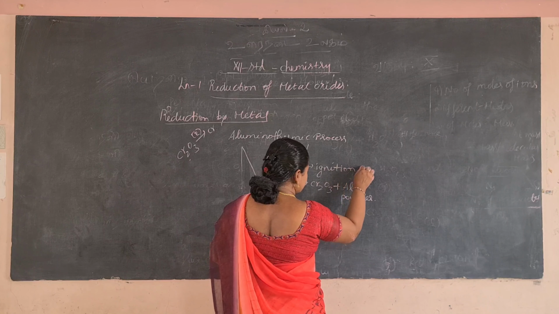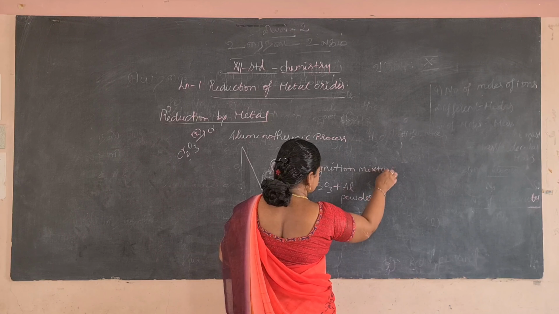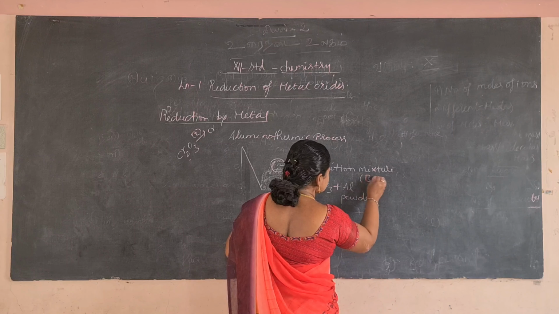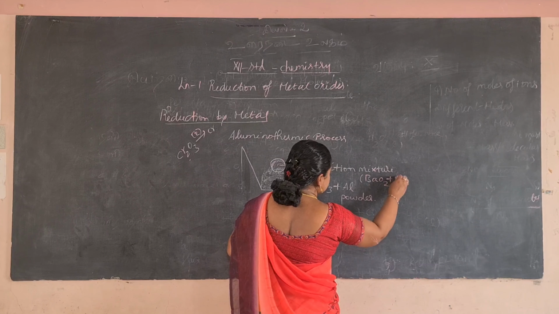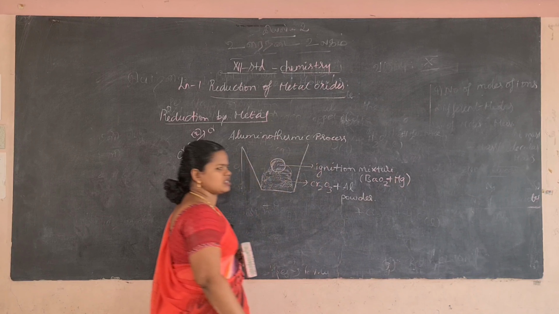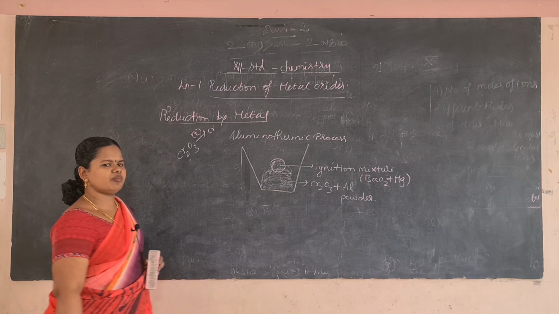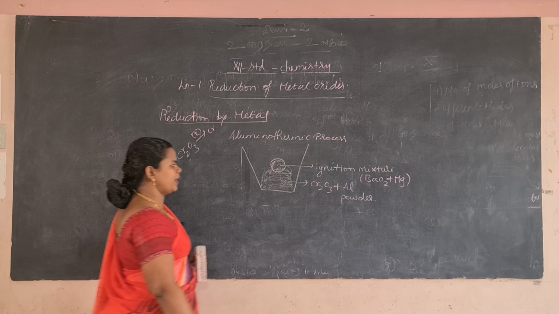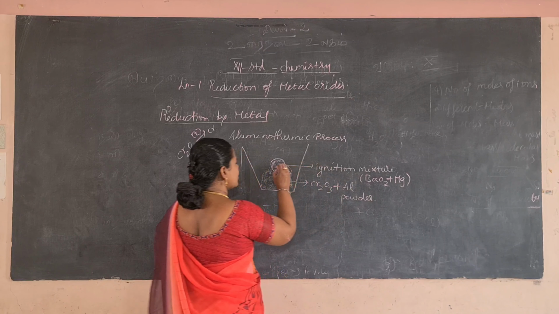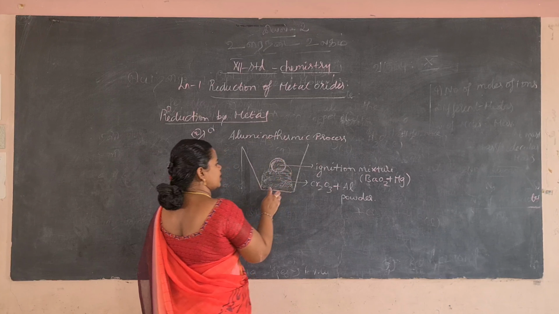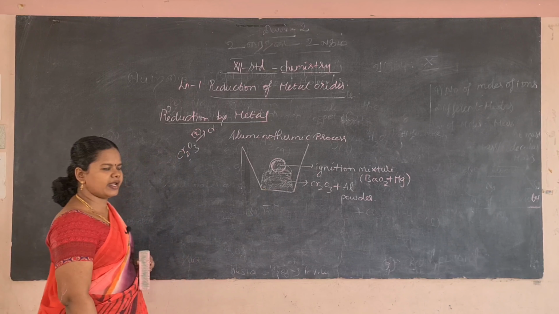What is this ignition mixture? This ignition mixture is nothing but barium peroxide and magnesium. This is very, very important. This can also be asked in short answer. This ignition mixture is nothing but barium peroxide plus magnesium. So I am placing this ignition mixture above this chromic oxide and alumina.